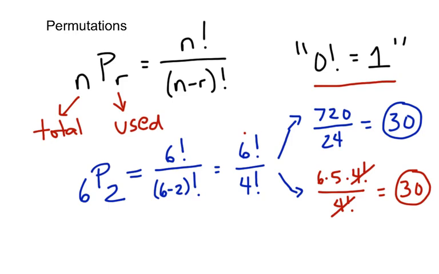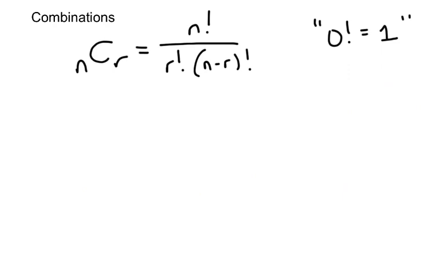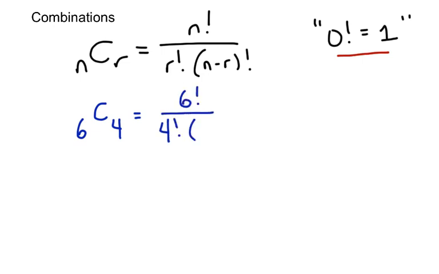Let's look at the formula for combinations. Okay, it's very similar to the last one. We still have n, we still have r. We're still going to treat a 0 factorial as a 1 whenever we see one. We just have a little extra to plug in for. Let's do an example with this one, and let's look at a combination of 6 things taken 4 at a time. So I'll have 6 factorial in the top. On the bottom, I'll have 4 factorial multiplied by (6 minus 4) factorial.